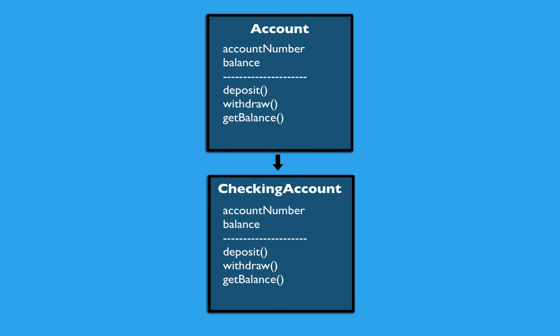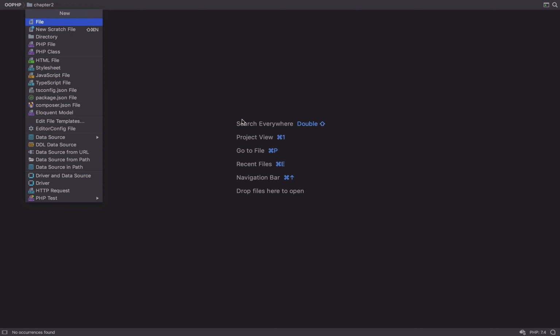But not only that, the checking account can then declare its own properties and methods. For example, it can have a transfer method, which might be something which is unique to a checking account. Other accounts might not have this functionality. So by doing this, we're saying that it will inherit all the base features of the parent, but it can also have little characteristics, properties and methods which also make it unique. So let's make a start.